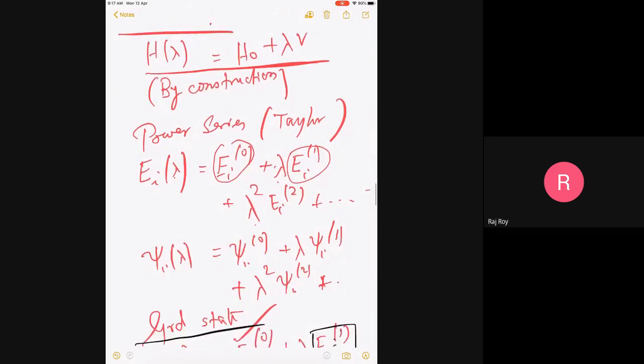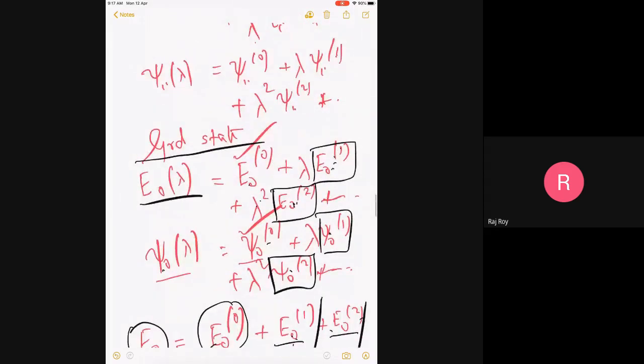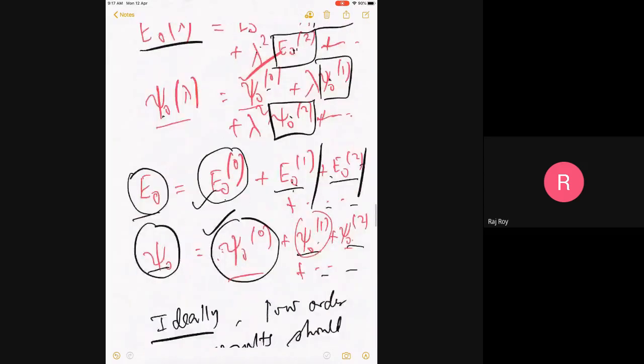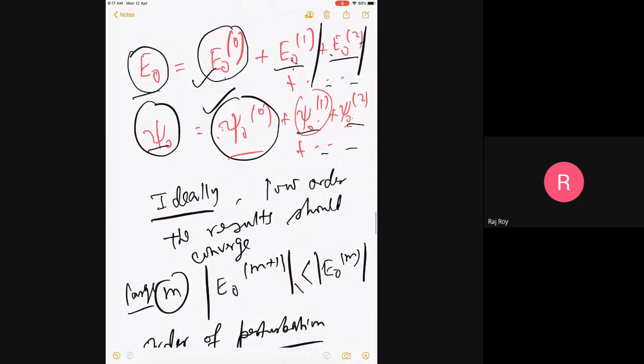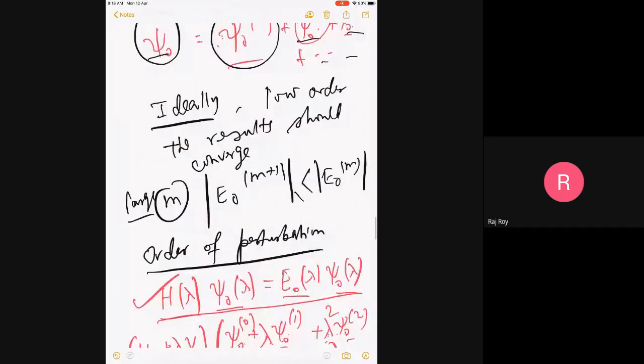Then by construction, we write psi and E as a function of lambda by a power series. It can be a Taylor series in which there will be factors coming in, but assume a power series. And in particular for the ground state, we write this and plug them into the Schrodinger equation. I remind you that at the end, lambda would be equal to 1 for my exact physical Hamiltonian. So obviously, the energy would be the sum of all these, and we know this zeroth order to begin with. These are called the first order, second order corrections to the energy and the wave function.